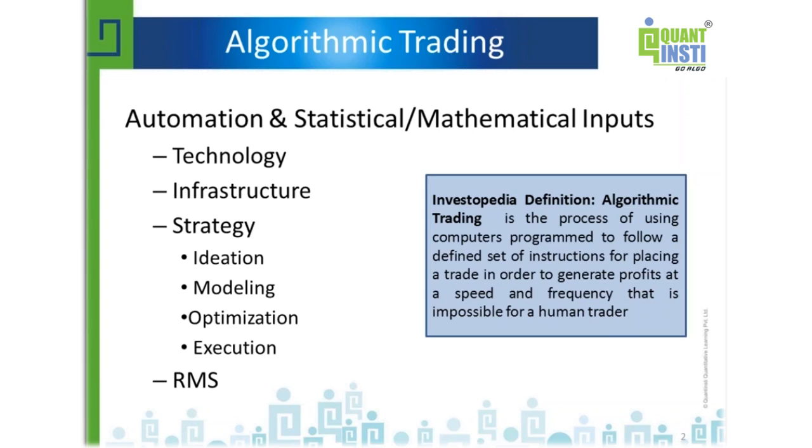One would be technology, using technology for automation. Then the importance of infrastructure, which is much more significant in algorithmic trading as compared to a conventional trading system. Then the strategy related aspects, which would include strategy ideation, modeling, optimization and strategy execution, and also the risk management system, which is automated in the case of algorithmic trading. Let's delve a bit more into how each of these aspects becomes important, or how they are related to algorithmic trading in general.